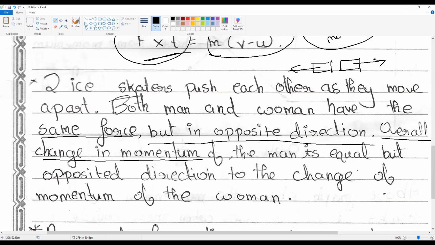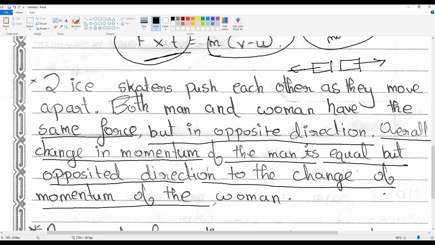The overall change in momentum of the man is equal but in the opposite direction to the change in momentum of the woman. So the change in momentum of the woman and of the man is the same but in opposite directions. Why? Because they are pushing each other in opposite directions. What does change in momentum mean? Impulse. I told you impulse is also a vector quantity. If the impulse of one is positive, the impulse of the other will be negative. All of you read this for a line.